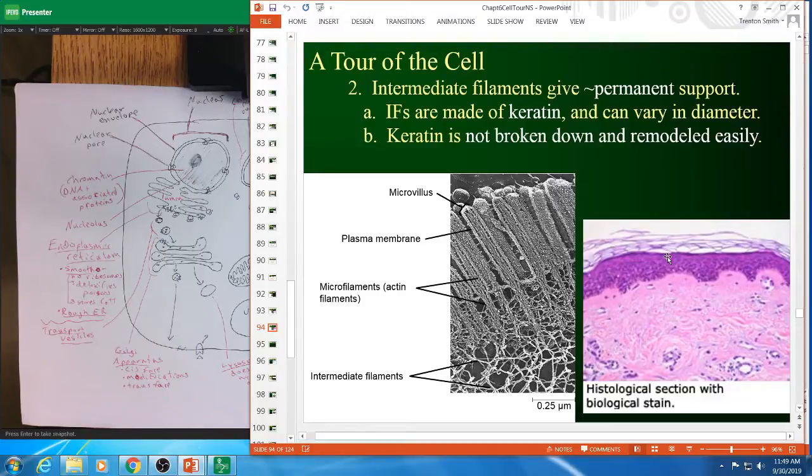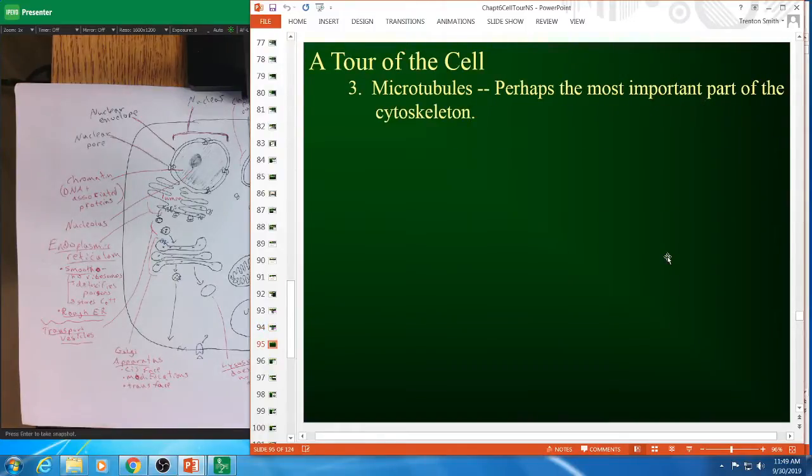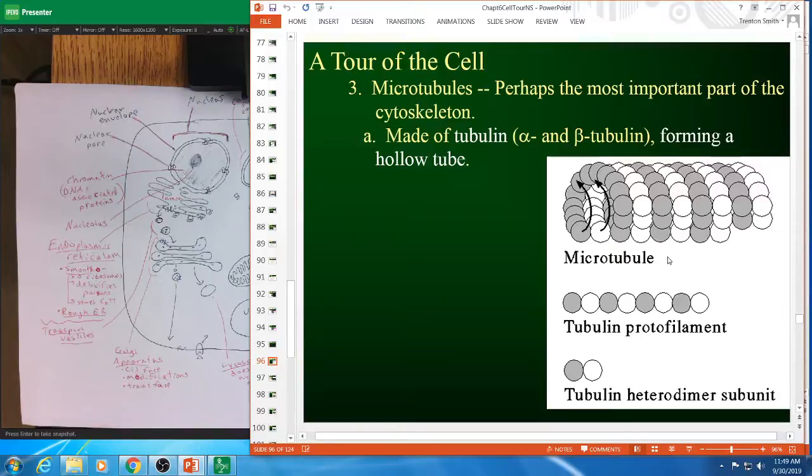Otherwise, it's kind of boring because stuff doesn't move around on them, unlike microfilaments and the next one, microtubules. I think of microtubules, as a molecular biologist, as the most important.